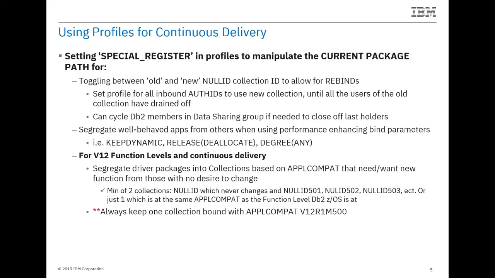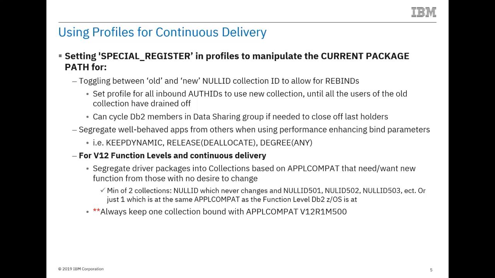We're going to jump right into special register usage in here because it's definitely pertinent to version 12, the idea of continuous delivery. And you can manipulate the special register of the current package path. This is important so that you can point inbound connections to the right collection ID and package you want them to use. So it's a great way to take that burden off the applications so they don't have to set it within their own APIs or .NET or anything else.